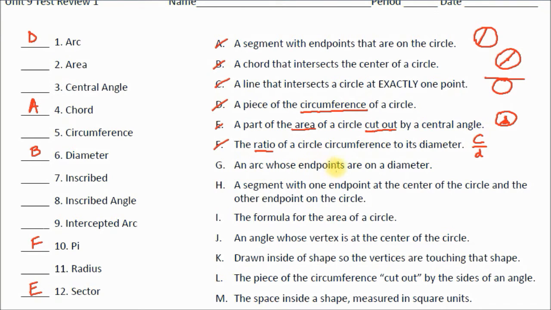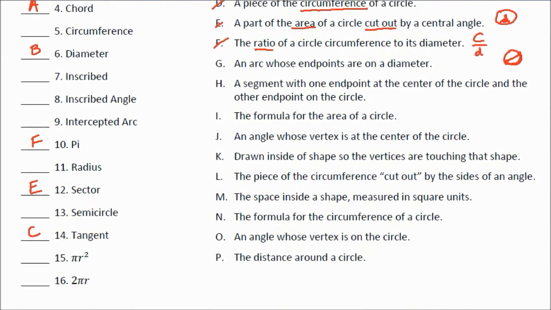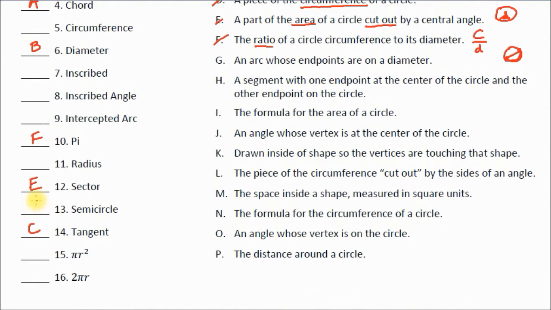Letter G, an arc whose endpoints are on a diameter. So I'll draw a circle and I'll put endpoints that are on a diameter, and if I look at that, there's my arc. That would be half the circle or a semicircle. So letter G is semicircle.